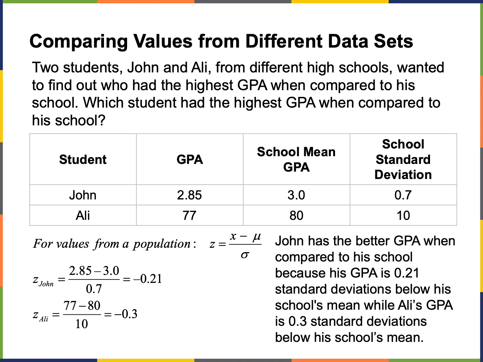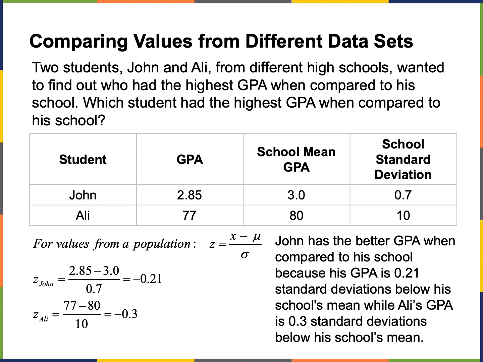So we go ahead and calculate the z-scores for each. Here are my values, 2.85 and then 77. Let's subtract the mean away from each, so 3.0 and 80, and we find the difference. Then we finally divide by the corresponding standard deviation.